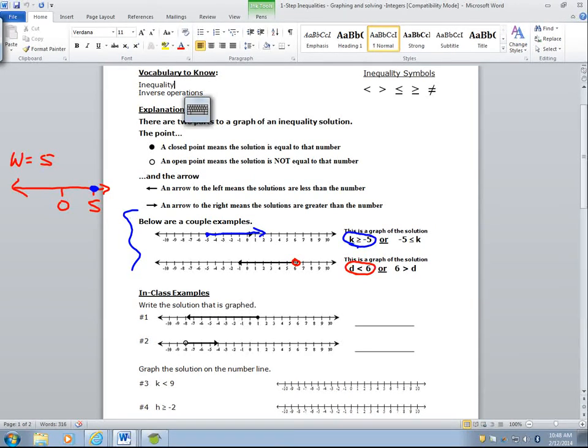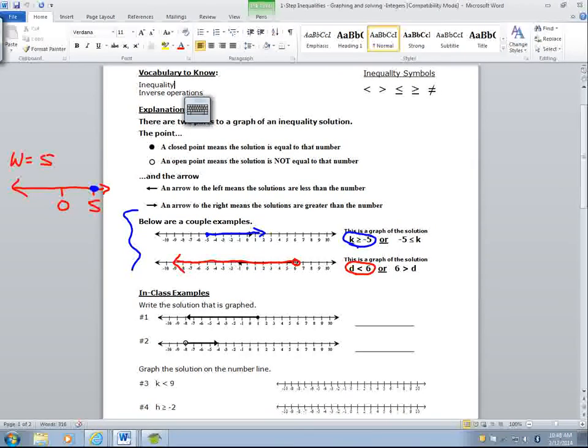What makes it true? Everything less than 6. So numbers would be what? What's less than 6? Okay, there you go. Good. So 5, 4, 3, 2, 1, then all the way to negative 2, negative 3, negative 4, on that way. Okay?